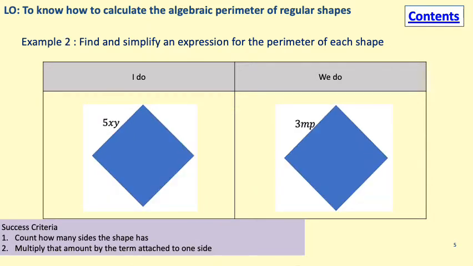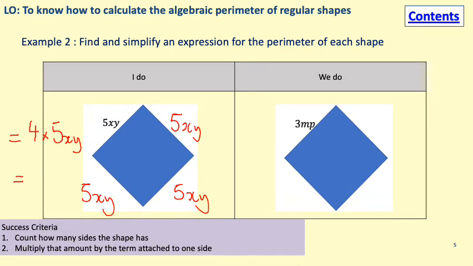So now again, we haven't been told explicitly what the other sides are, but these are all regular shapes that we're working with today. So we know that this here is going to be 5xy, this here is going to be 5xy, and this here is going to be 5xy. So we've got 4 lots of 5xy, so we've got 4 times 5xy. We multiply the numbers, so we do 4 times 5, which gives us 20, and then we've got xy.